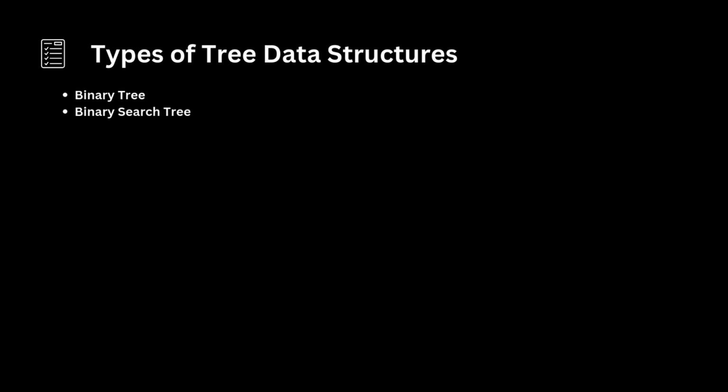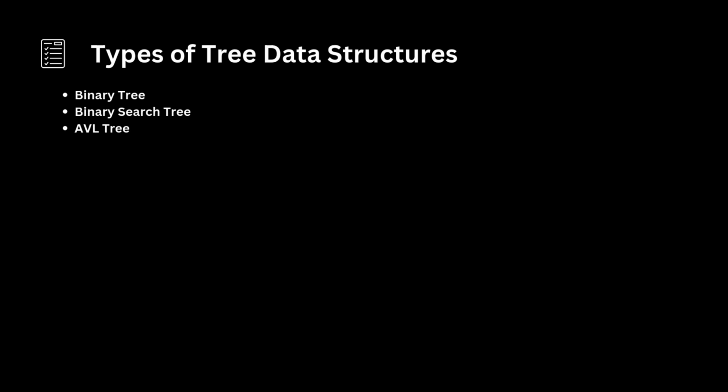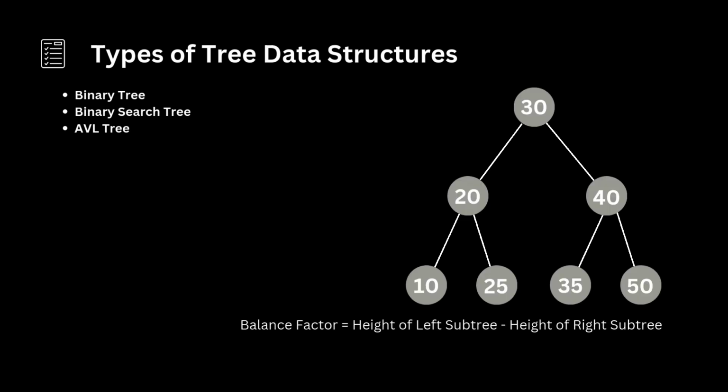The next type is binary search tree, a special type of binary tree where the left child contains values less than the node and the right child contains values greater than the node. The next type is AVL tree. It is a self-balancing binary search tree where the height difference between the left and right subtrees of any node is at most 1. It ensures we get O(log n) time complexity for insertion, deletion and searching.